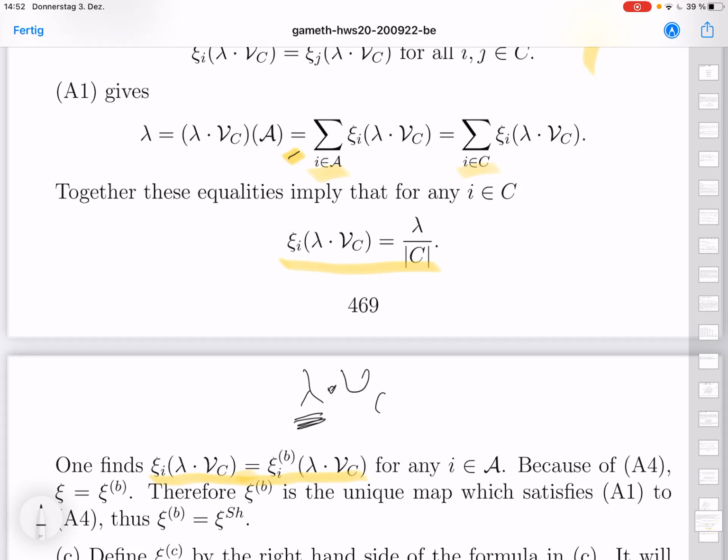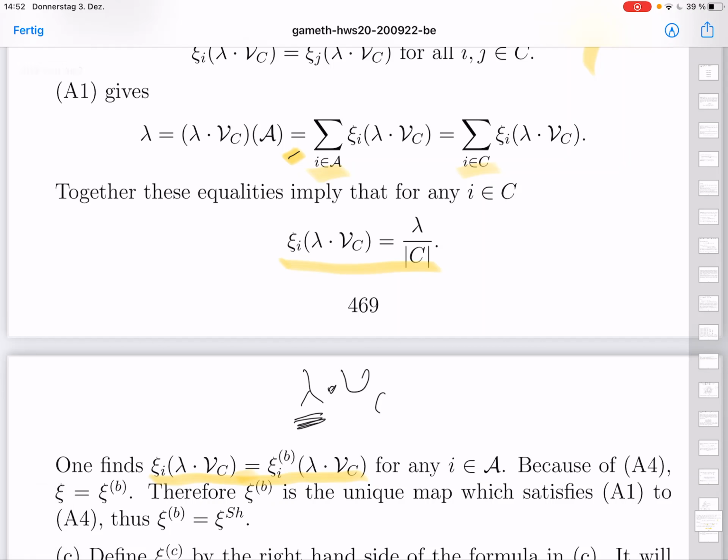So, and then this shows that psi upper index b is the unique map which satisfies A1 to A4, and because of that, A1 to A4 have a unique map and unique solution, and this is in this map psi upper b. So psi upper b is equal to the psi Shapley. So this proves the parts A and B.